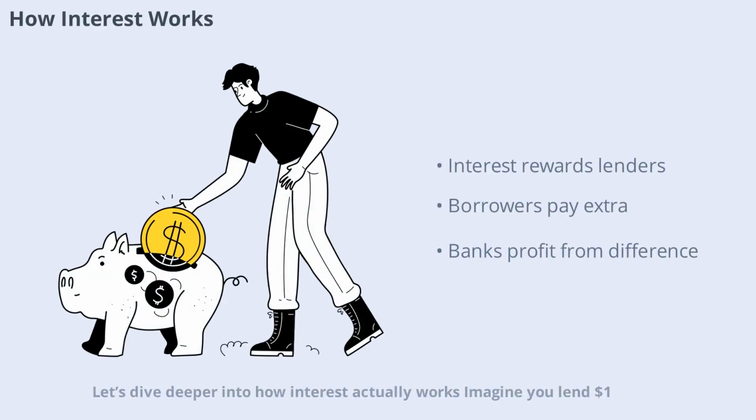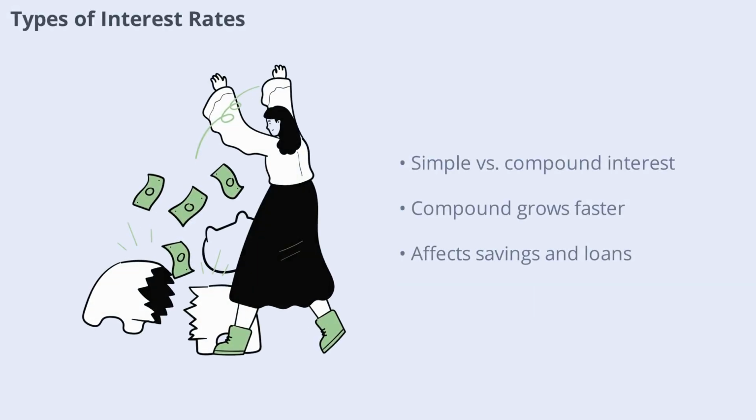Let's dive deeper into how interest actually works. Imagine you lend $1,000 to a friend and they agree to pay you back with 5% interest after 1 year. That means you'll receive $1,050 in total. The extra $50 is your reward for lending the money. Banks and financial institutions operate on the same principle but on a much larger scale. They collect deposits, lend out money, and charge interest to borrowers. The difference between the interest they pay to depositors and the interest they charge borrowers is a key part of their profit.